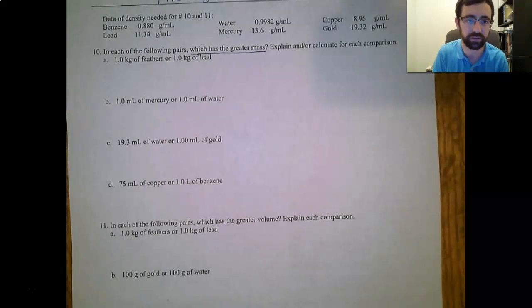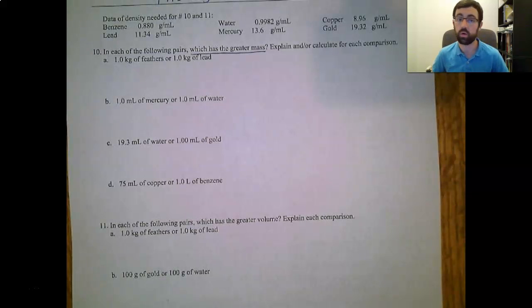I'm going to start with explaining, okay? So we're looking at 1.0 kilograms of feathers or 1.0 kilograms of lead. I hope that you recognize that both of those are the exact same number. Not only that, they're the same units, but then we need to think about what the units represent. Kilograms are units of mass. So because it's the exact same number and the same unit of mass, they have the same mass.